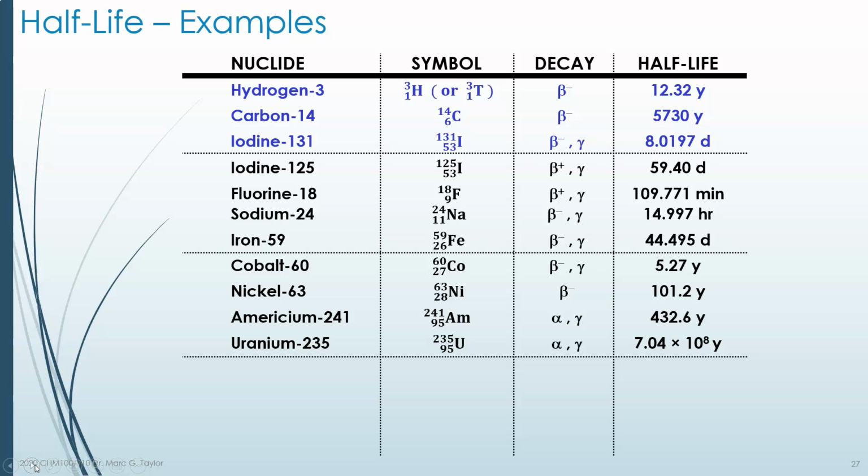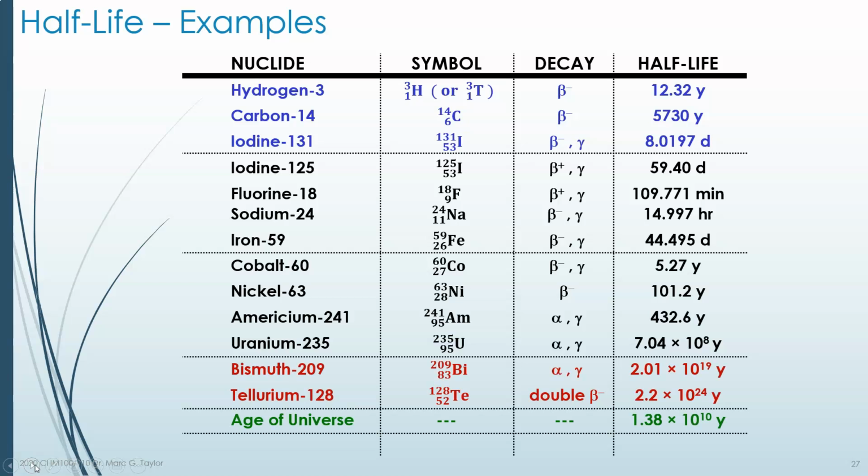Uranium-235, which was used in the first atomic bomb, has a half-life of 7 times 10 to the 8 years. That's 700 million years. And half-lives can be incredibly long or incredibly short. Here are two of the very longest half-lives known, bismuth-209 and tellurium-128, whose half-life was just calculated this year. So that was a pretty big deal.